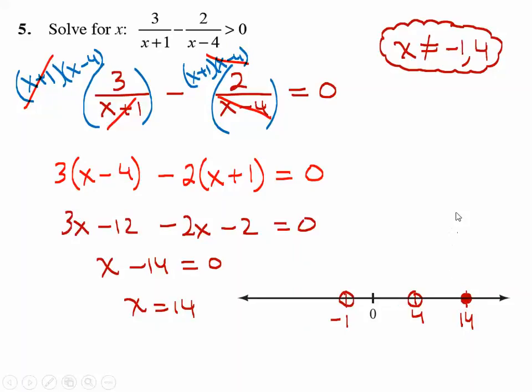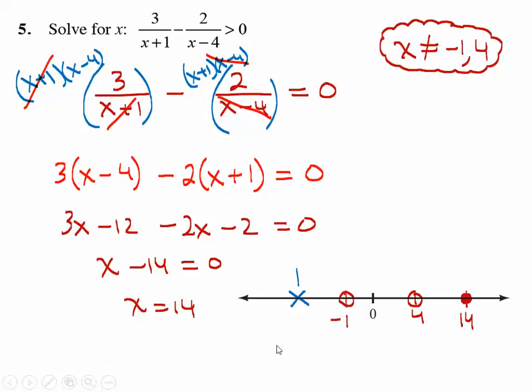Okay, I'll let you try this here. Go for it. Plug in the test points. Plug in something less than negative 1. Plug in something between negative 1 and 4. Plug in something between 4 and 14. And then plug in something greater than 14. And let's see if we come up with the same exact true and false statements across here.